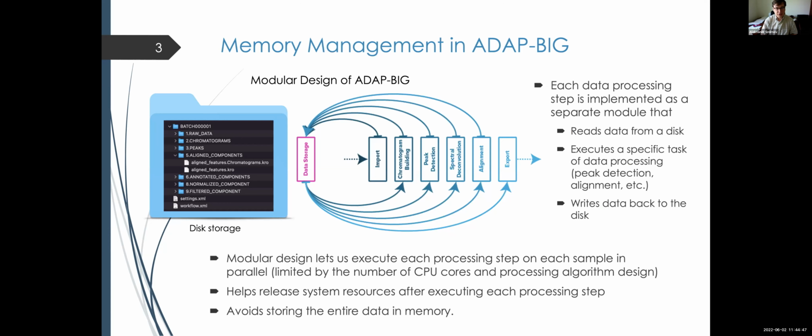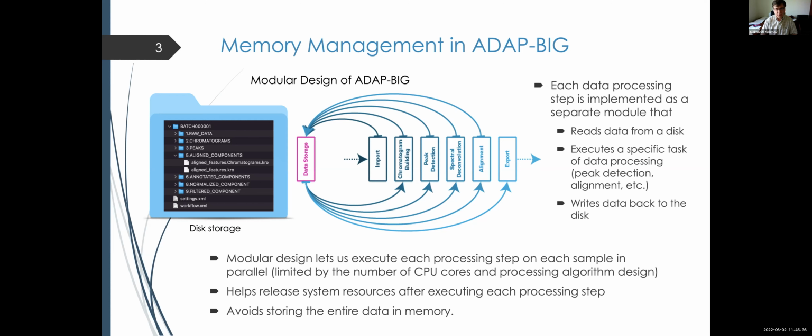As I said, the modular design is really key in AZP-Big, and what it means is that we store all processed and intermediate data on a disk, and each processing step, for example, chromatogram building, reads data from disk, processes the data, and then writes data back to the disk. And then the next step, peak detection, reads data from disk and writes results to the disk. So what it does, it lets us execute each processing step on each sample in parallel whenever it's possible. It helps release system resources after executing each processing step, and it avoids storing the entire study data in memory.